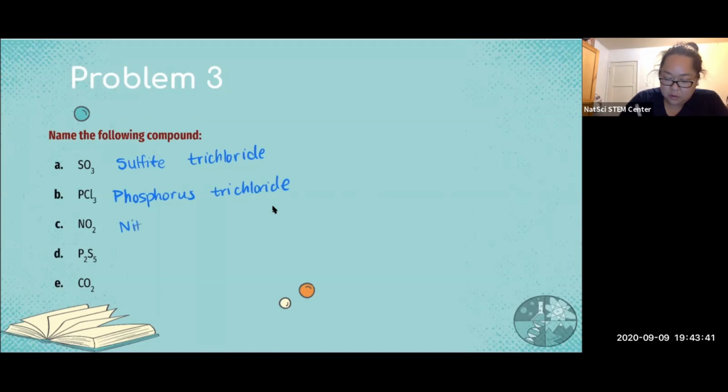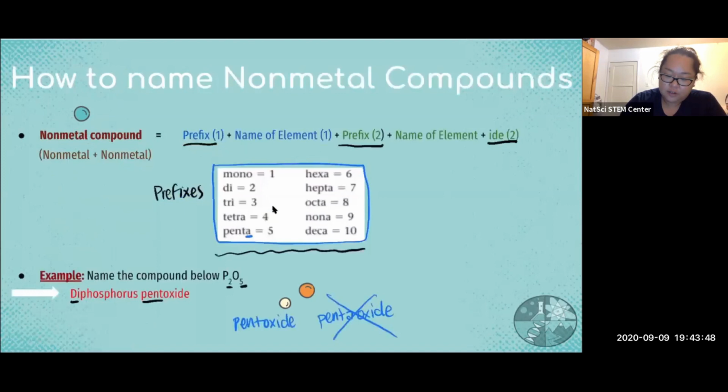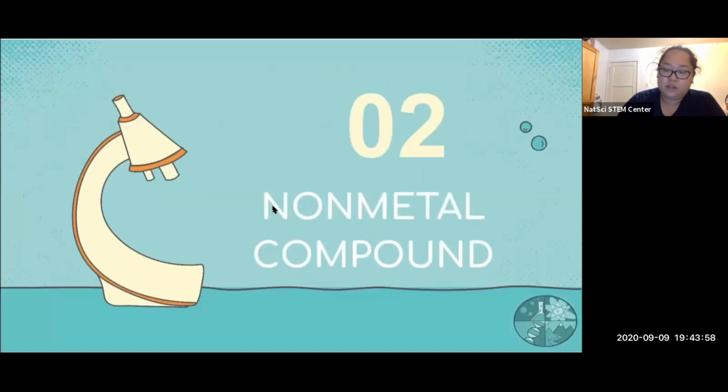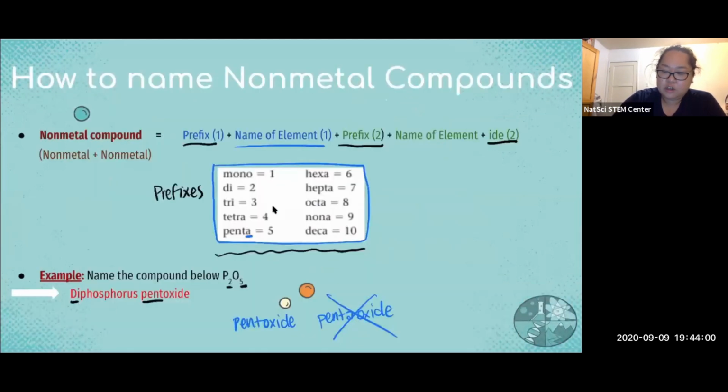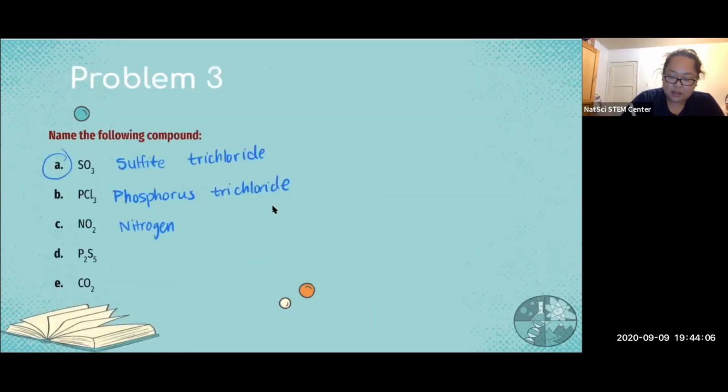Okay, so it is actually, I'm just going to correct this. I'll explain the A. It's nitrogen. So if you go back to here, remember that we don't change the name of the first one at all. So you just have the prefix with the name of the element, if you need a prefix. You change the ending for the second nonmetal. So it would be nitrogen dioxide.